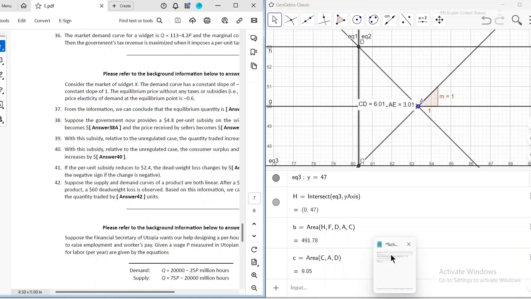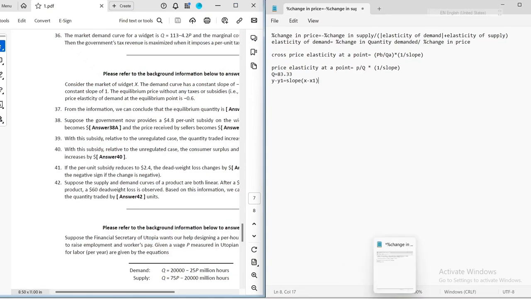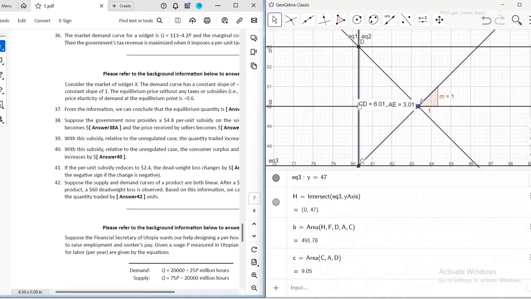So now using this formula, we can find out the change in quantity, because when you look at this, the change in quantity is simply this length A to D, because this is our tax, right? And this is the quantity at this point, and this is the equilibrium. So the change should be this length.